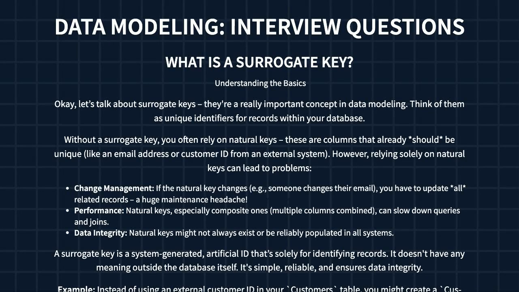Let's dive into a common interview question about data modeling: surrogate keys. Basically, these are unique IDs we assign to each record in our database. They don't have any inherent meaning themselves. The main reason for using them is to avoid problems that can arise from relying on natural keys like email addresses or other system-provided identifiers. If those natural keys change, updating all related records becomes a massive task. Surrogate keys offer stability and performance, ensuring data integrity without the risk of external systems causing issues.